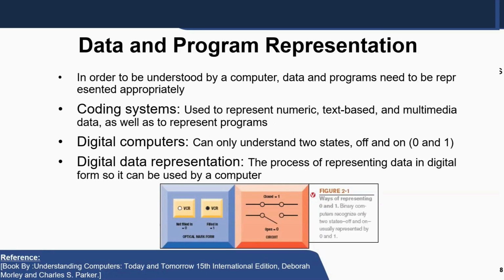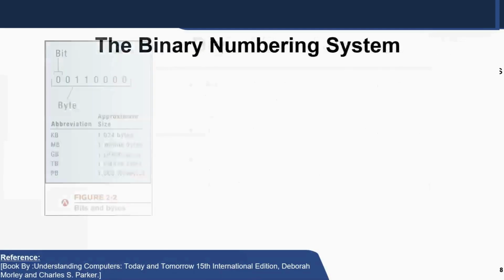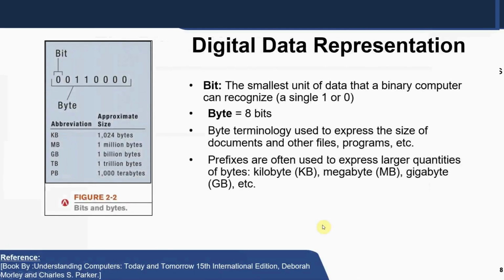So what we do, we use different types of coding systems in order to translate something that we can understand into something that a computer can understand. A single state that can be represented by a 0 or a 1 is termed as a single bit.